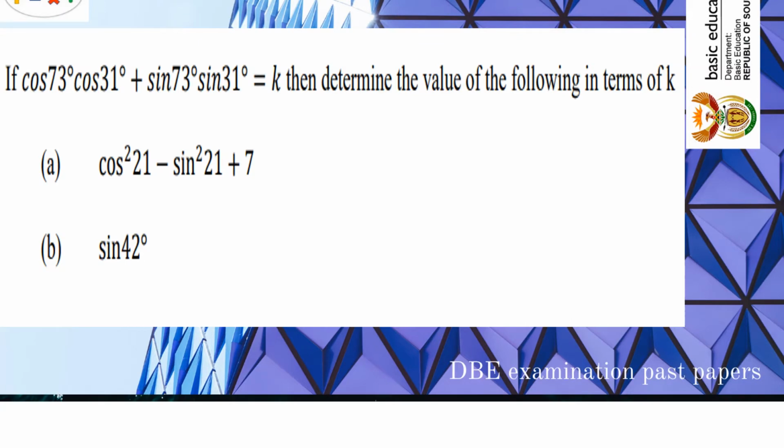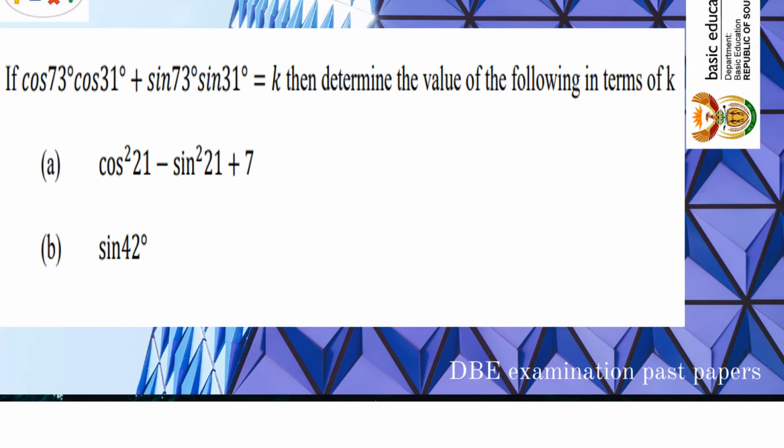Okay, grade 12. We're just going to start with this one. It's a trigonometric expression. We are focusing on question 5, and today we're going to be focusing on expressing trigonometric ratios in terms of something. Let's first look at this example. They said if cos 73 degrees cos 31 degrees plus sine 73 degrees multiplied by sine 31 degrees is equal to k, then let us determine the value of the following in terms of k.